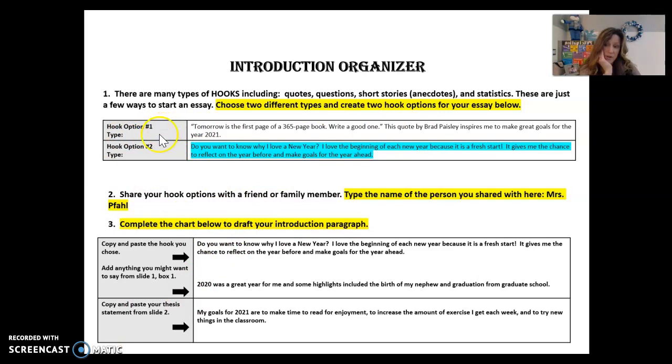And it says hook option 1 and hook option 2. And it also says type here. So I actually should put quote in here because this is a quote. I found a quote, I Googled New Year's quotes, okay? And I found this great quote that says, tomorrow is the first page of a 365-page book. Write a good one. This quote by Brad Paisley inspires me to make great goals for the year 2021. So I could use something like that to grab my reader's attention, okay?